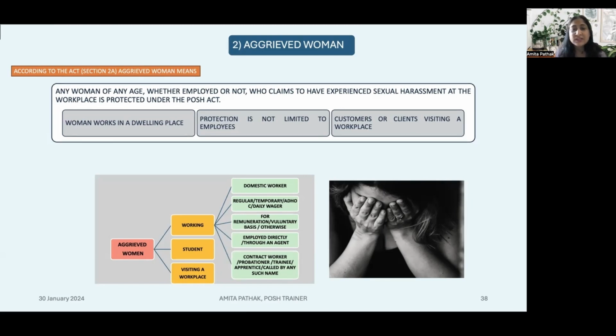The point is that if you are a working professional in any capacity, a student, or a woman visiting a workplace, whether employed or not, it doesn't matter. You are protected under the POSH Act and can claim that protection as an aggrieved woman. Aggrieved woman again means the woman to whom this sexual harassment happened.